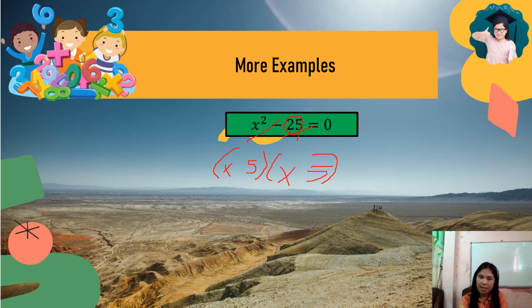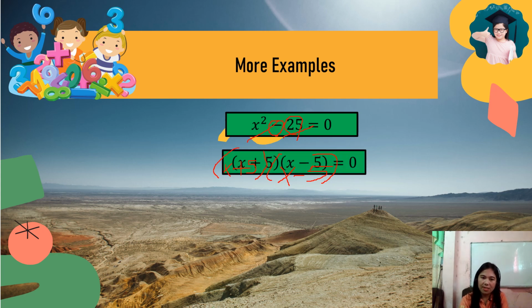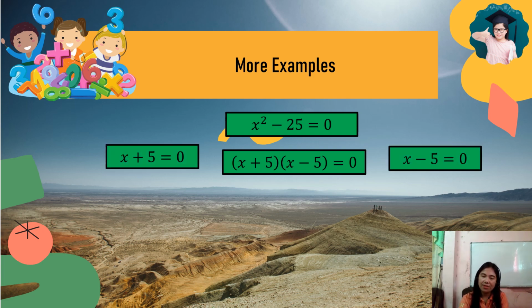Pagkatapos, check natin yung sign. Dahil meron tayong negative na sign in between, di ba ang sabi natin, pag negative yung sign ng last term, sign ng constant, dapat different sign. So, dito, positive, dito is negative. Unlike signs or different signs. Now, check natin if tama ba yung factors natin. Okay, so x plus 5 and x minus 5. So, tama na. So, what we're going to do is equate each factor to 0.